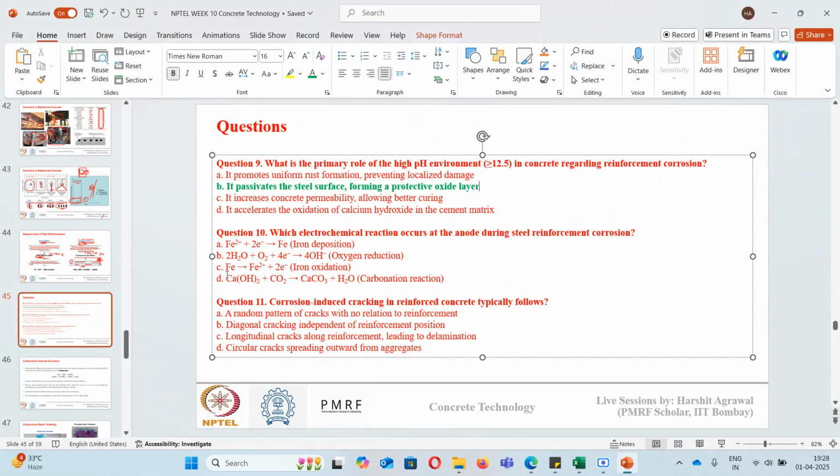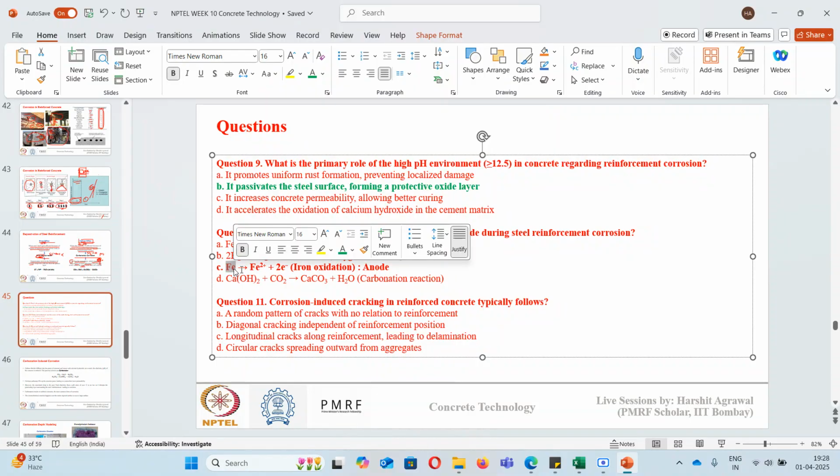For 10, the correct answer is C. There are two reactions, oxidation and reduction. Iron is oxidizing, that is the anode. We have seen that in natural condition, iron is present in the form of ore, and in ore we have iron in +2 state and +3 state. So the steel, in which iron is at a higher energy level, will try to convert to its ore state, that is the oxidized state. That's why iron is oxidizing in corrosion, and reduction is happening of this O2.